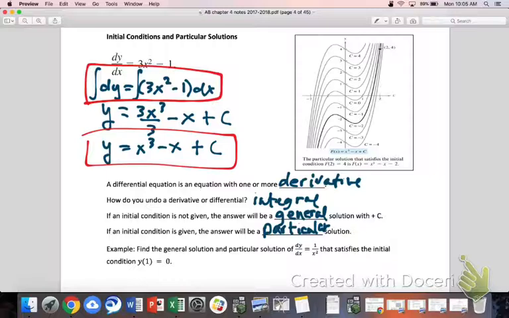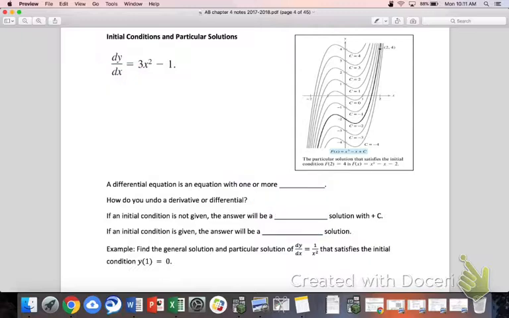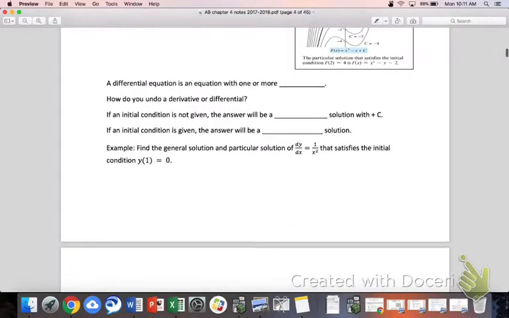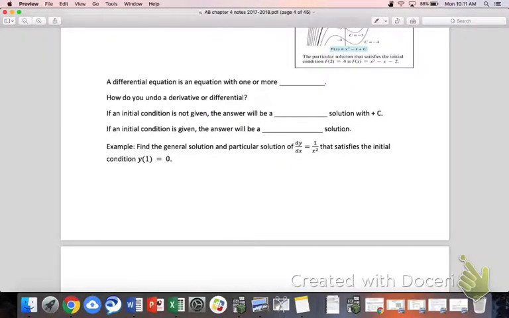Okay, fair enough. Let's take a look at our example down below. Example says, find the general solution and the particular solution of that differential equation. And notice that I also gave you an initial condition. So with this one, we'll be able to find the C. Could you try to take this one right here and find, for the moment, the general solution? Then I'll try to catch up to you and we'll find the particular solution together. Fair enough? Okay, ready to go.